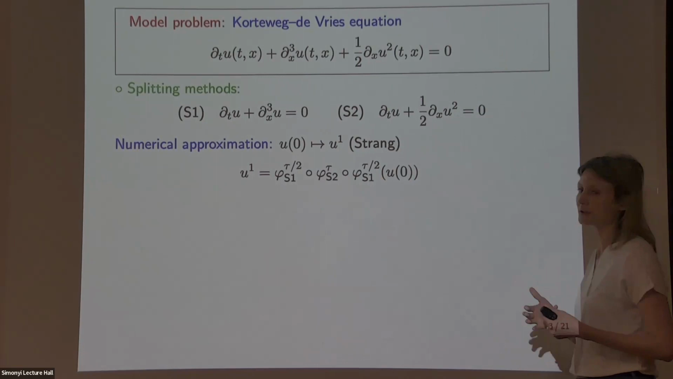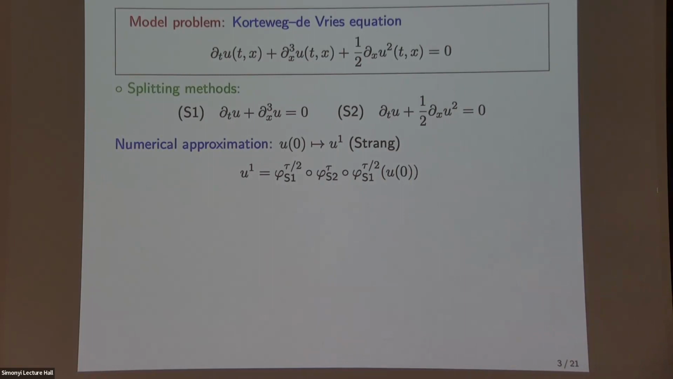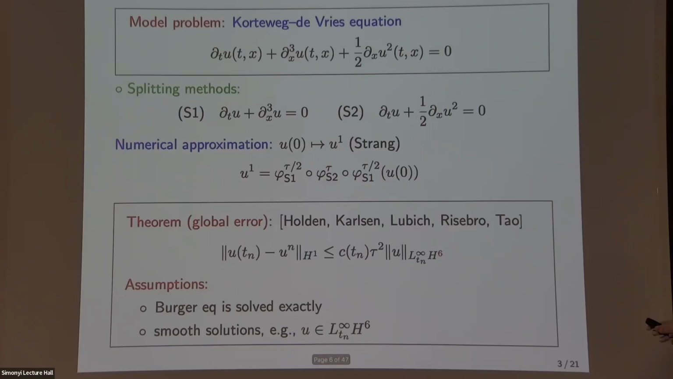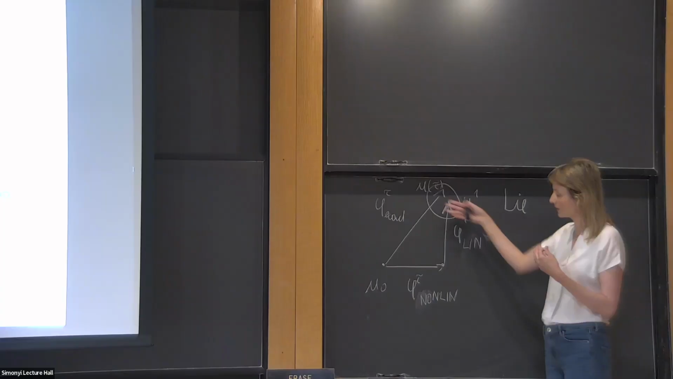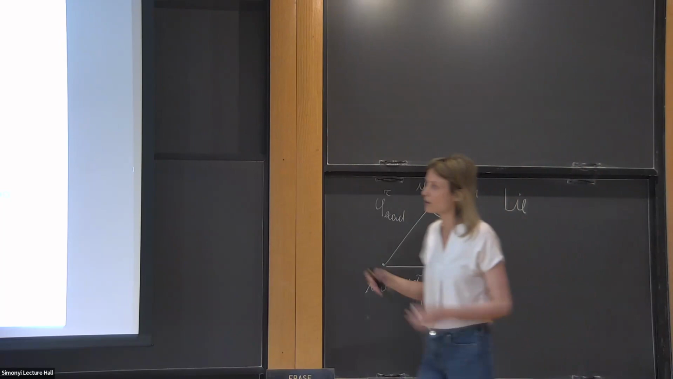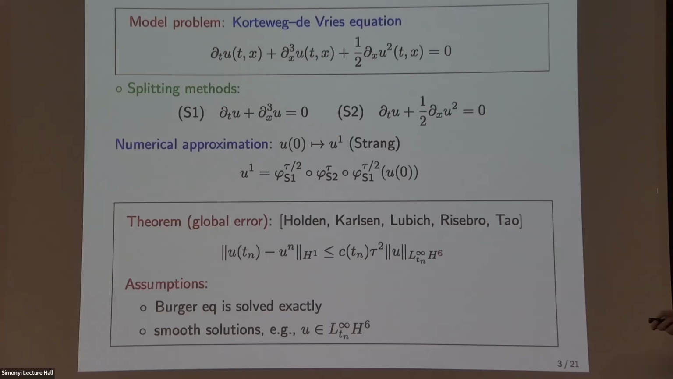But the other question, and this is more the question I'm interested in, is how can I prove convergence of these methods? Interestingly, it was only, I think, 10 years ago that people could show the first rigorous convergence bound of this method, so really after iterating this method. So if I take my exact solution at time tn, where tn is n times my time step size, and then I take my numerical approximation, so I iterate the Strang splitting method up to the time I want to solve.